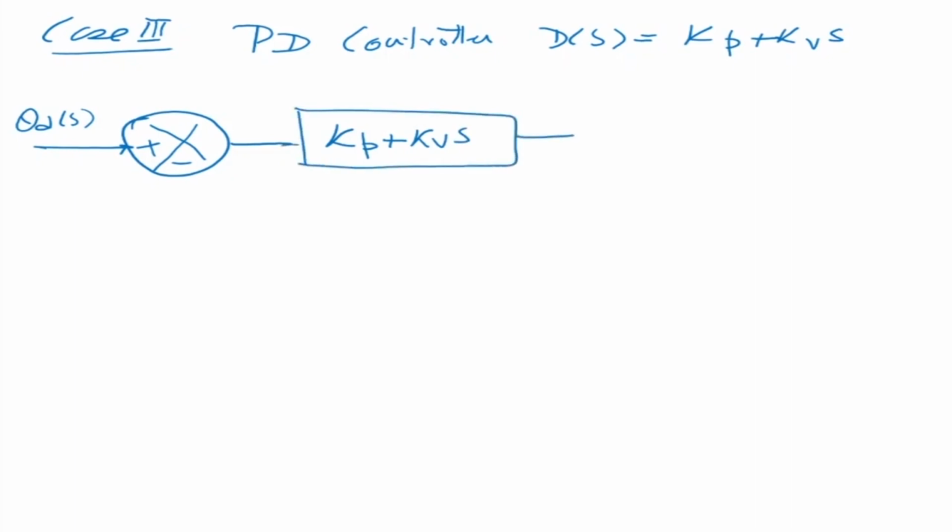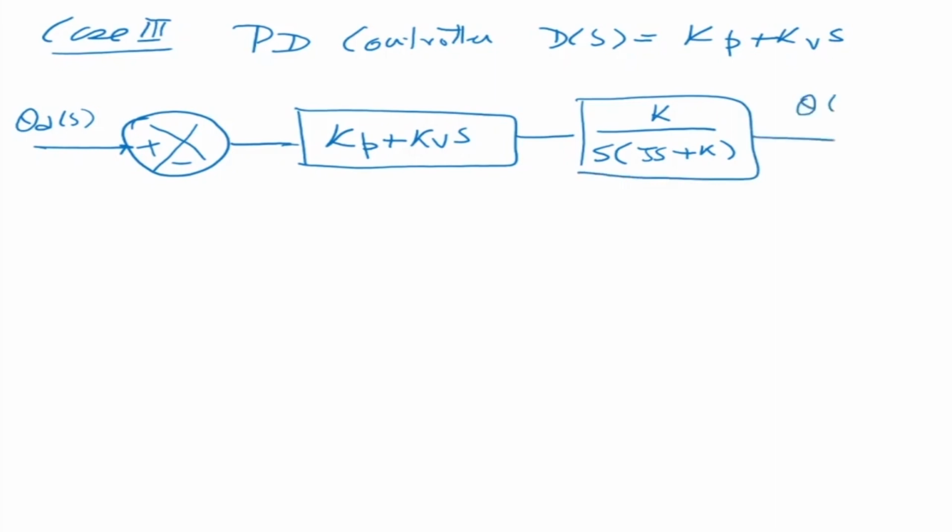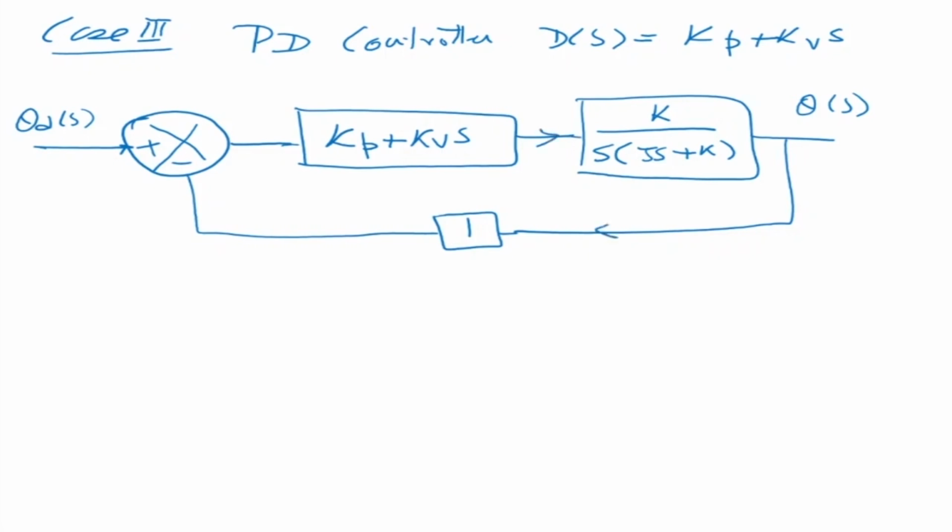And my link is 1 over s into (Js plus f), and this becomes equal to theta s. And my input is 1 here. So this is my closed loop control system, and I have to find the closed loop transfer function of this.